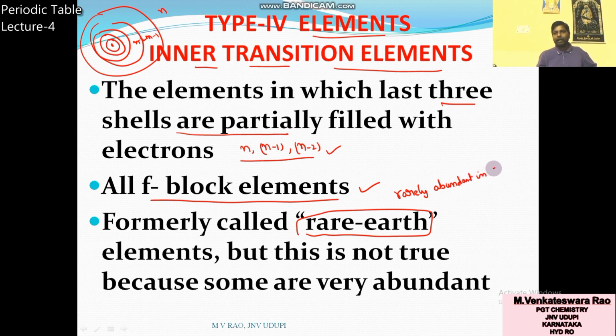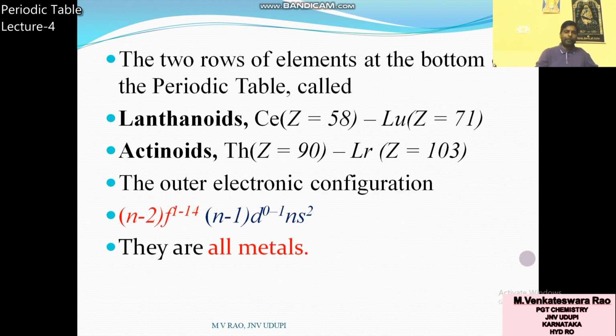But nowadays this is not true because some are very abundant. Inner transition elements are arranged in 2 rows in the modern periodic table at the bottom.